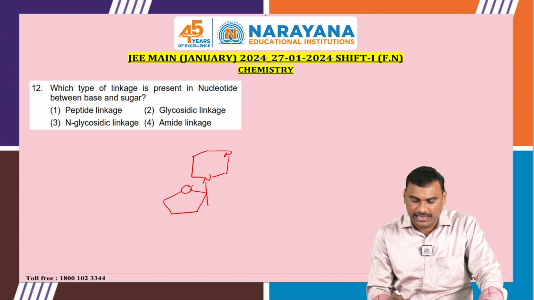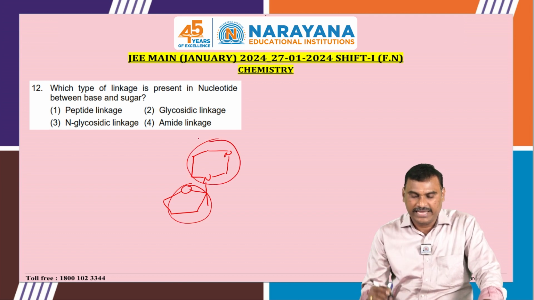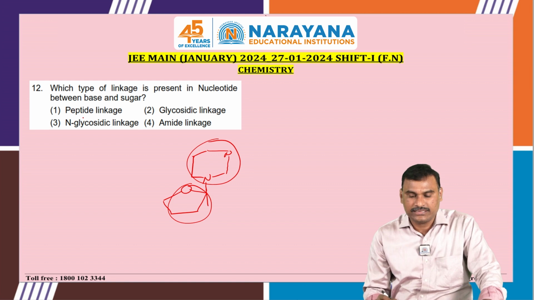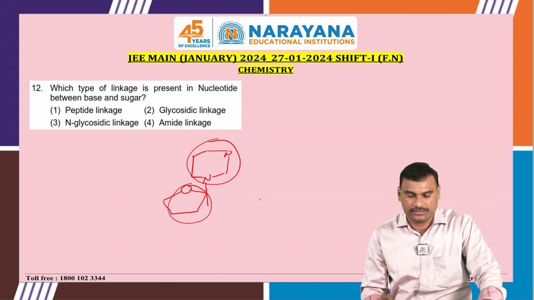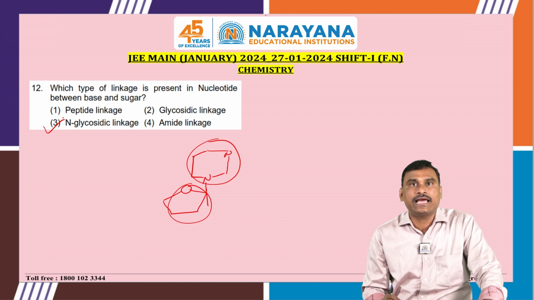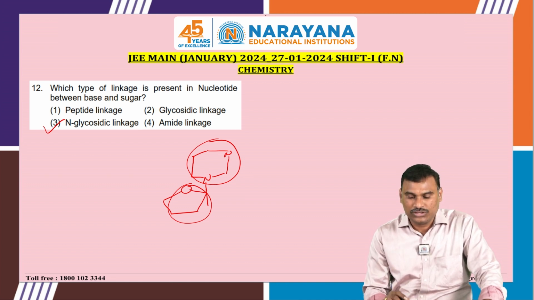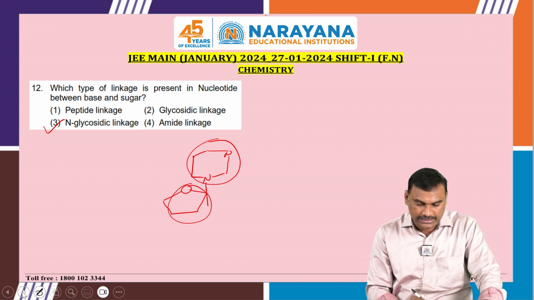Here the linkage between the sugar and the base is not a peptide linkage. It is not a glycosidic linkage. Glycosidic linkage is generally present between two monosaccharides or carbohydrate units. Here the linkage should be N-glycosidic linkage. Students are thinking the answer is phosphodiester, since you are thinking of the linkage between two nucleotide units, but that is not the question. Here the question is the linkage between the base and sugar. It is an N-glycosidic linkage. Now let us go for the next question, student.